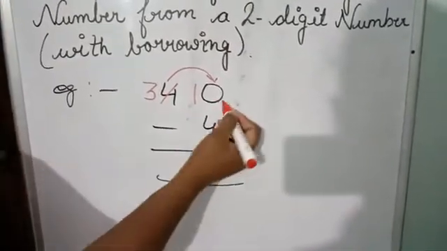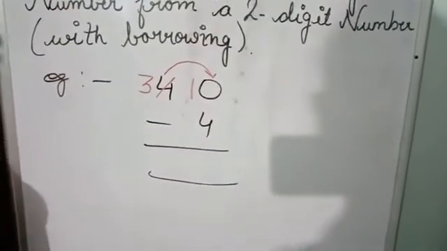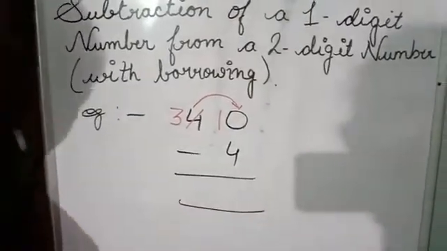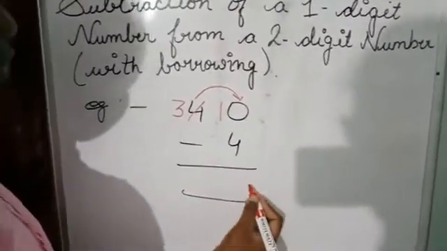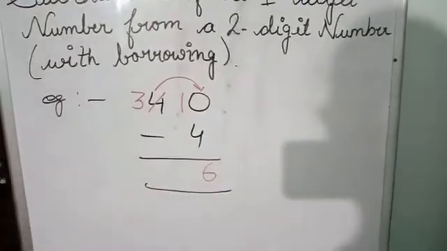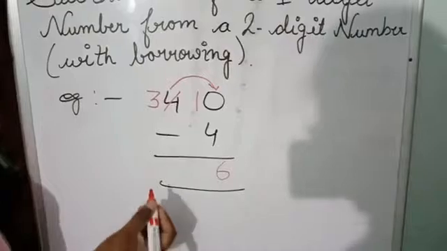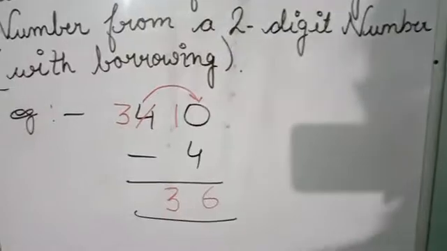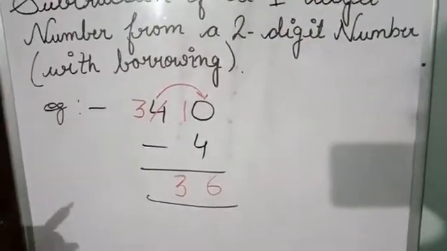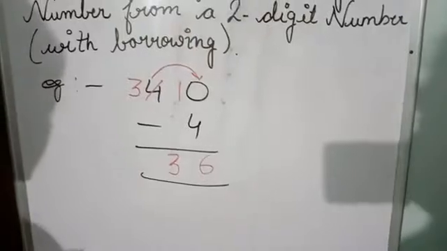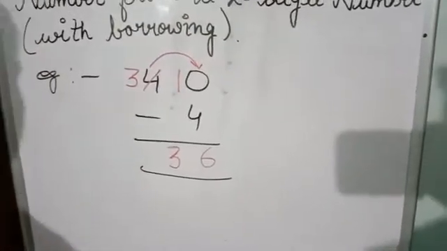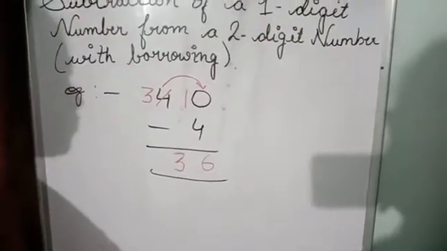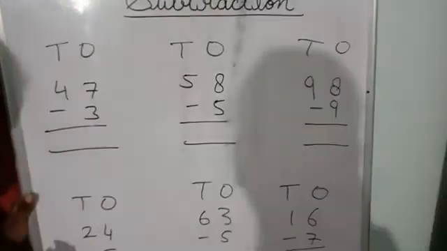So minus from 10 to 4, 10 minus 4. So what are we getting here? 6. Okay? Then 3 is as it is, we will write here. Okay? Like that we have to do the exercise also. So let's do the exercise on page number 63.